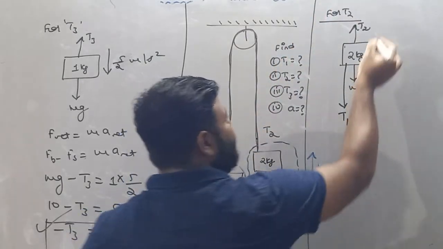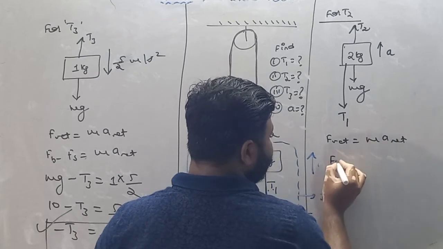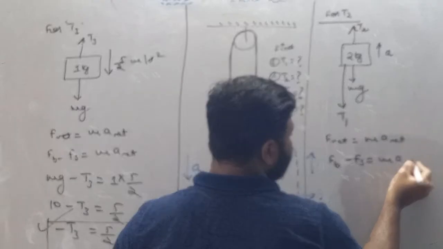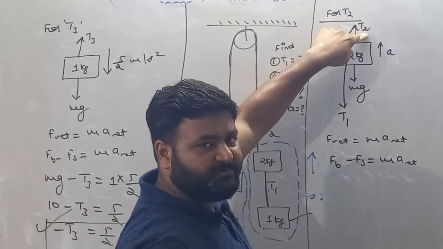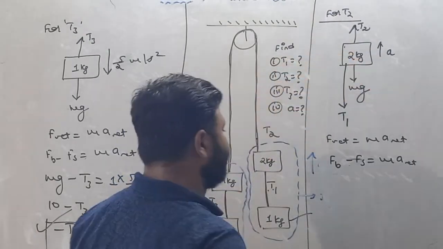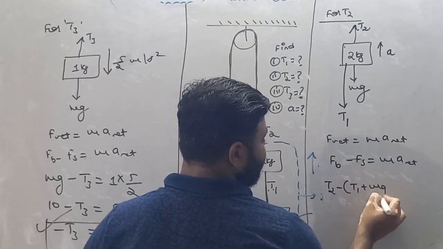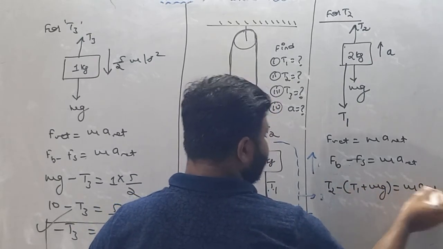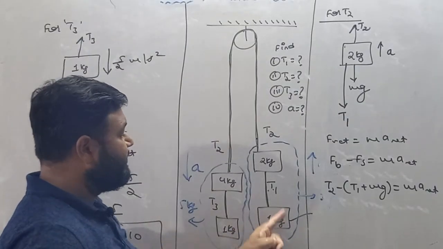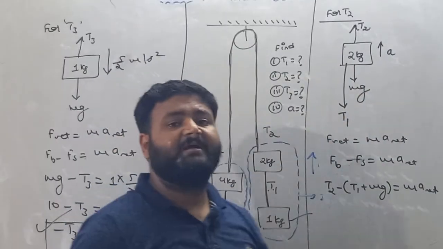So my dear student, F net equals m a net. F net means bigger force minus smaller force equals m a net. See, bigger is T2 and in the downward direction two forces are there, one is T1 and the other is mg. So we'll write it as T2 minus (T1 plus mg) equals m a net. With this equation, you will get the value of T2: put the value of T1, put the value of mass, and you will get your answer.